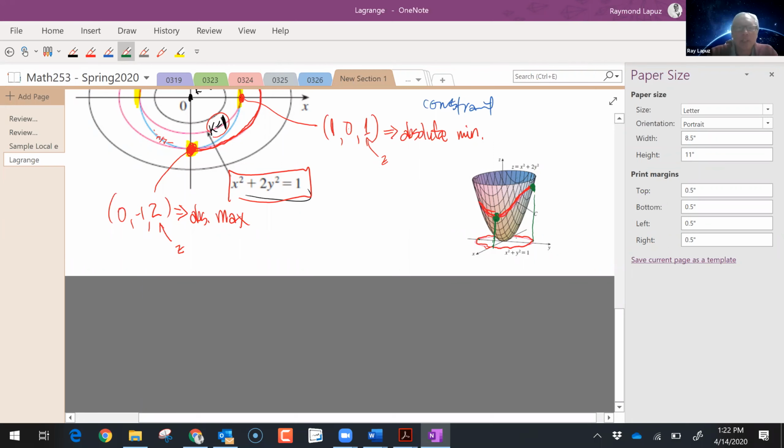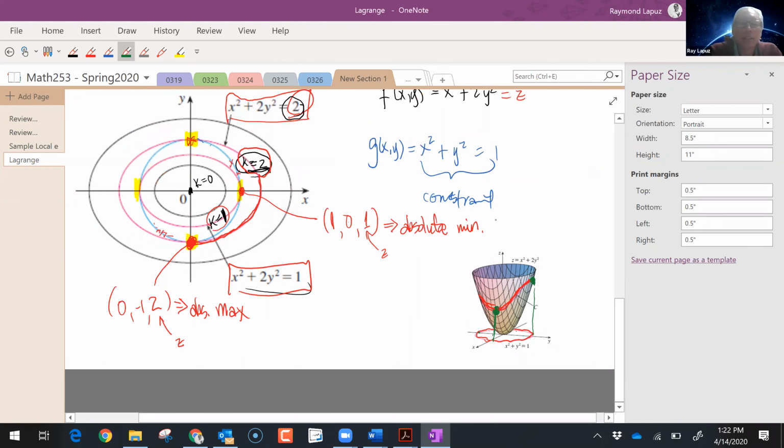And so the key here is that the level curve and the constraint are going to be tangent to each other. Those are going to be the important points. And then you need to look at the levels to see how high that level is to determine whether it's an absolute maximum or an absolute minimum. Okay? So there's going to be a couple of questions that are focused on that, or maybe just one. Is that cool?